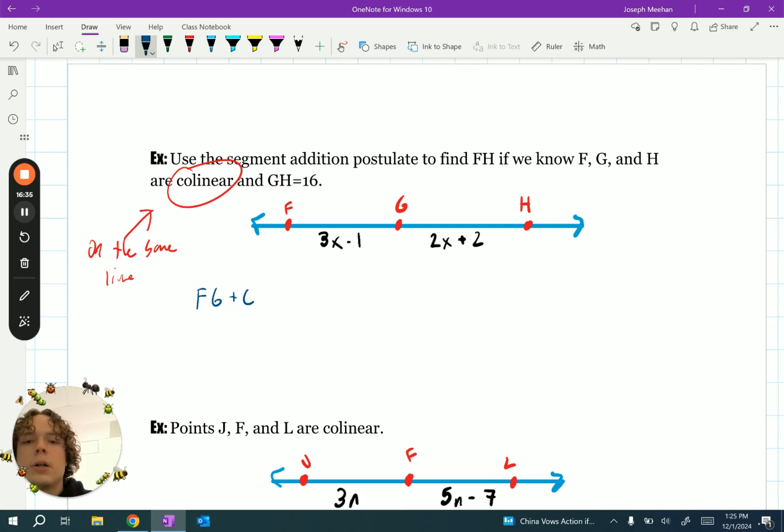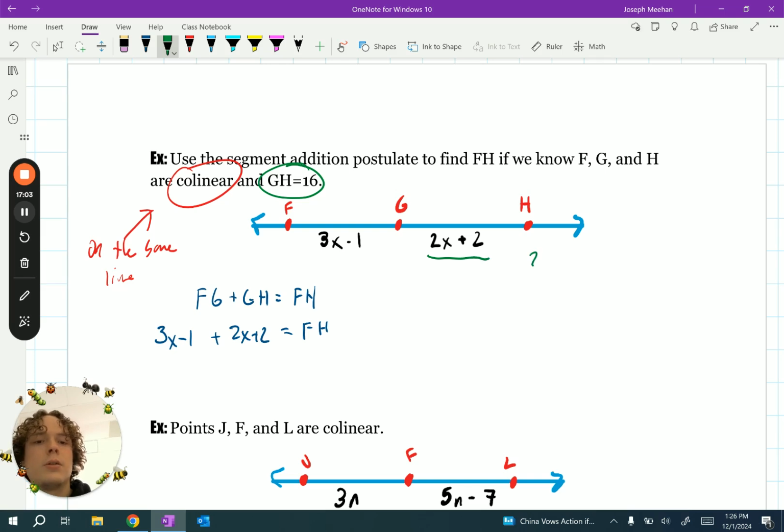I think that's probably the best way to do it. So FG plus GH should equal FH. That's the segment addition postulate. And we can use that in a bunch of different ways, right? So let's plug in our variables here too. So we can say 3x minus 1, which is FG, plus 2x plus 2, which is GH, is going to equal FH. The key ingredient to this problem is that GH equals 16. So that means 2x plus 2 is going to equal 16. And if we know that, then we can just solve for x, right? So 2x equals 14, x equals 7, all right?